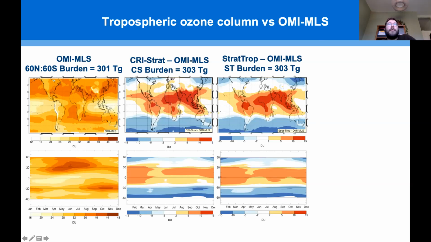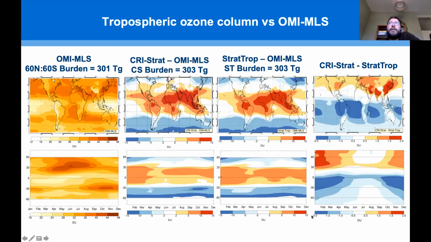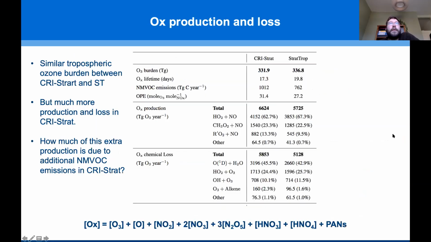There is a fairly small change in the tropospheric ozone column compared to MEMLS. But you do see a big difference in the distribution. So you see a lot more ozone in the northern hemisphere downwind of where you have a lot of production, but you have a reduction in the southern hemisphere where there is greater loss.